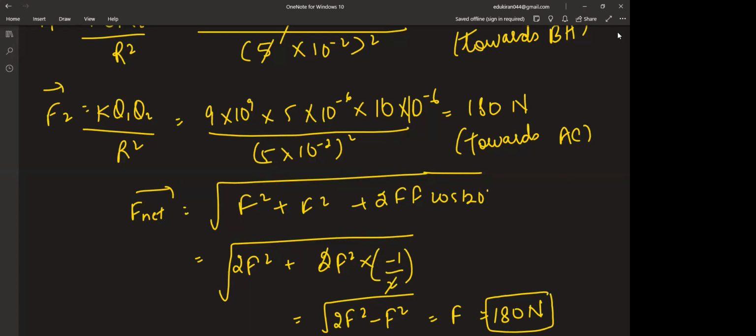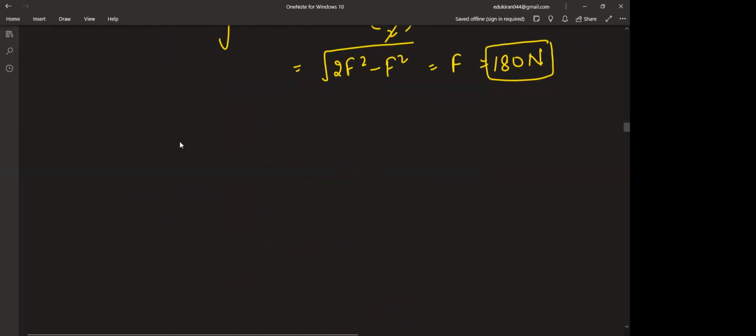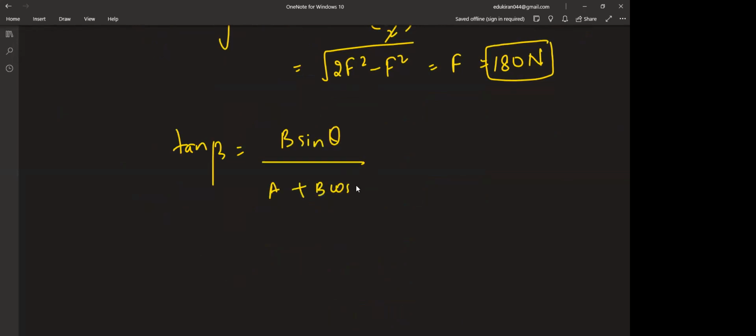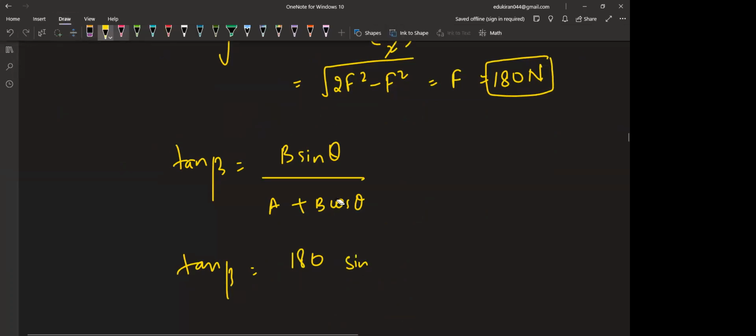When you have to find out the direction, that will be tan beta is equal to B sin theta divided by A plus B cos theta. Please revise your vectors and come, all those who are forgetting this. You must have done it earlier. So this is sine, that will become root 3 by 2.